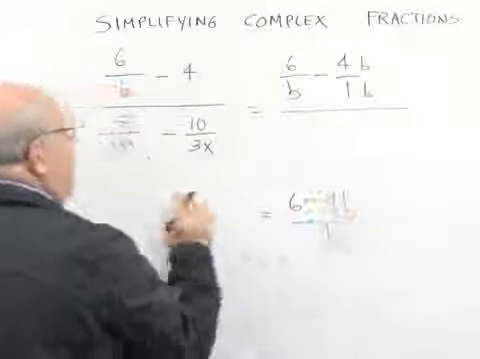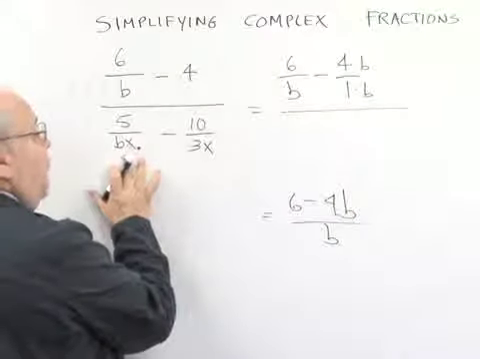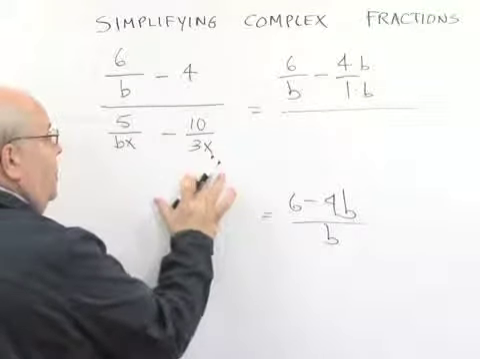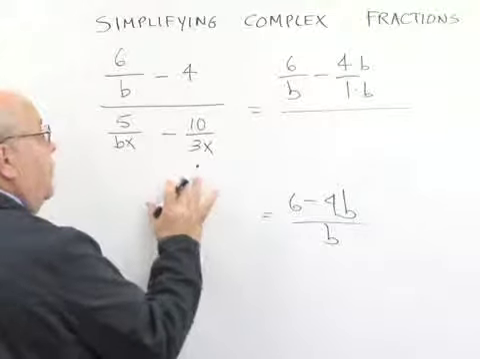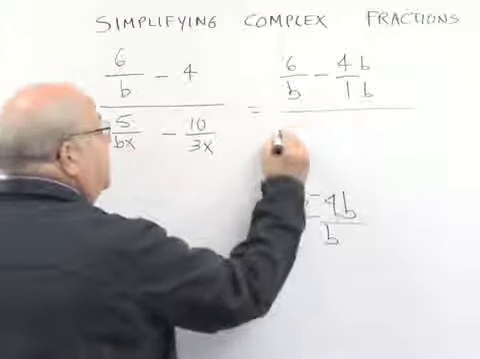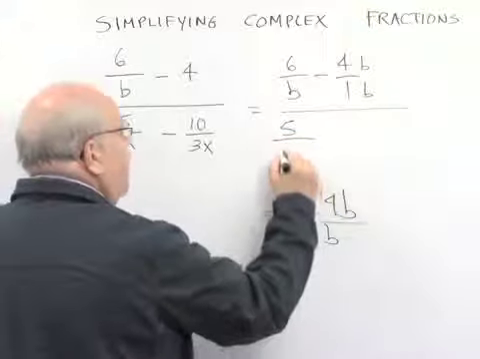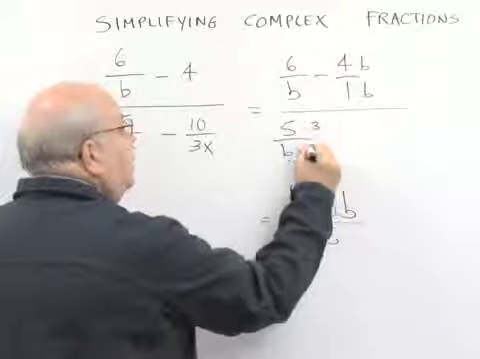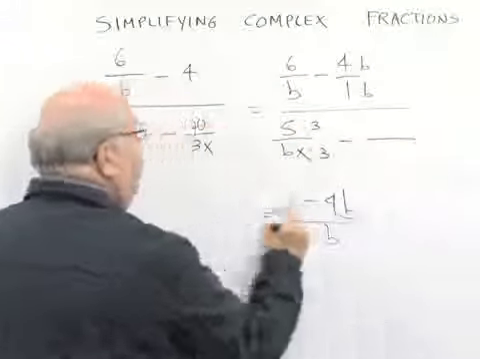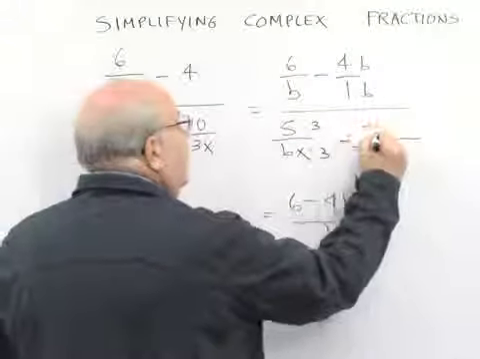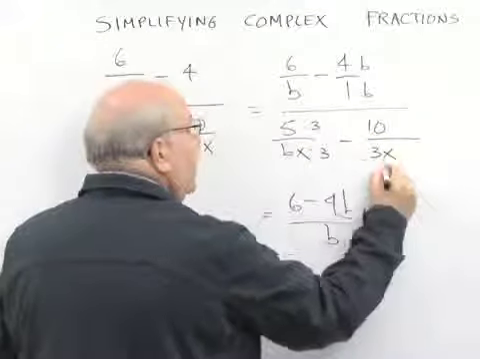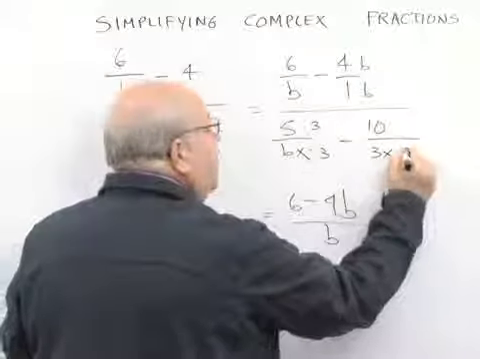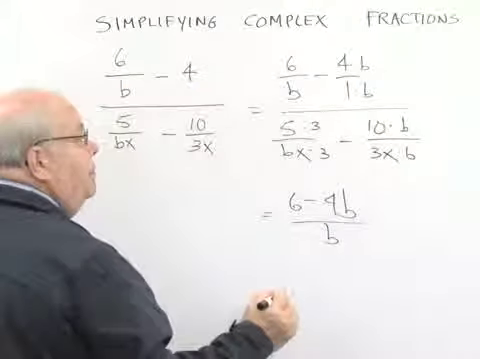Now in the denominator, we see that we have bx and 3x as denominators. The LCD for that will be 3bx. So in the case of the fraction 5 divided by bx, it's missing a 3, so we multiply the top and the bottom by 3. In the case of the second fraction, 10 divided by 3x, it has the 3 and it has the x, but it's missing the factor b. So we multiply the top and the bottom by b.